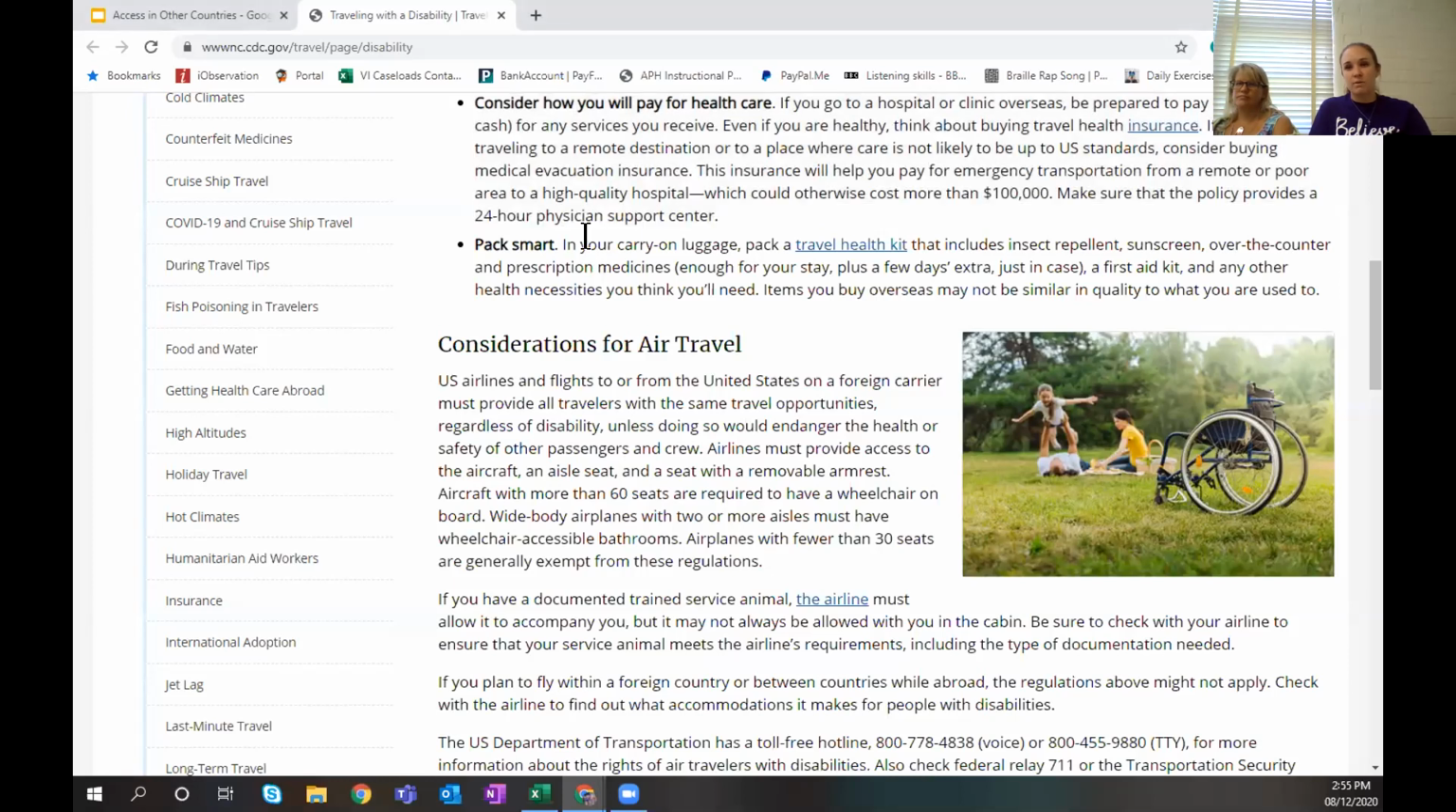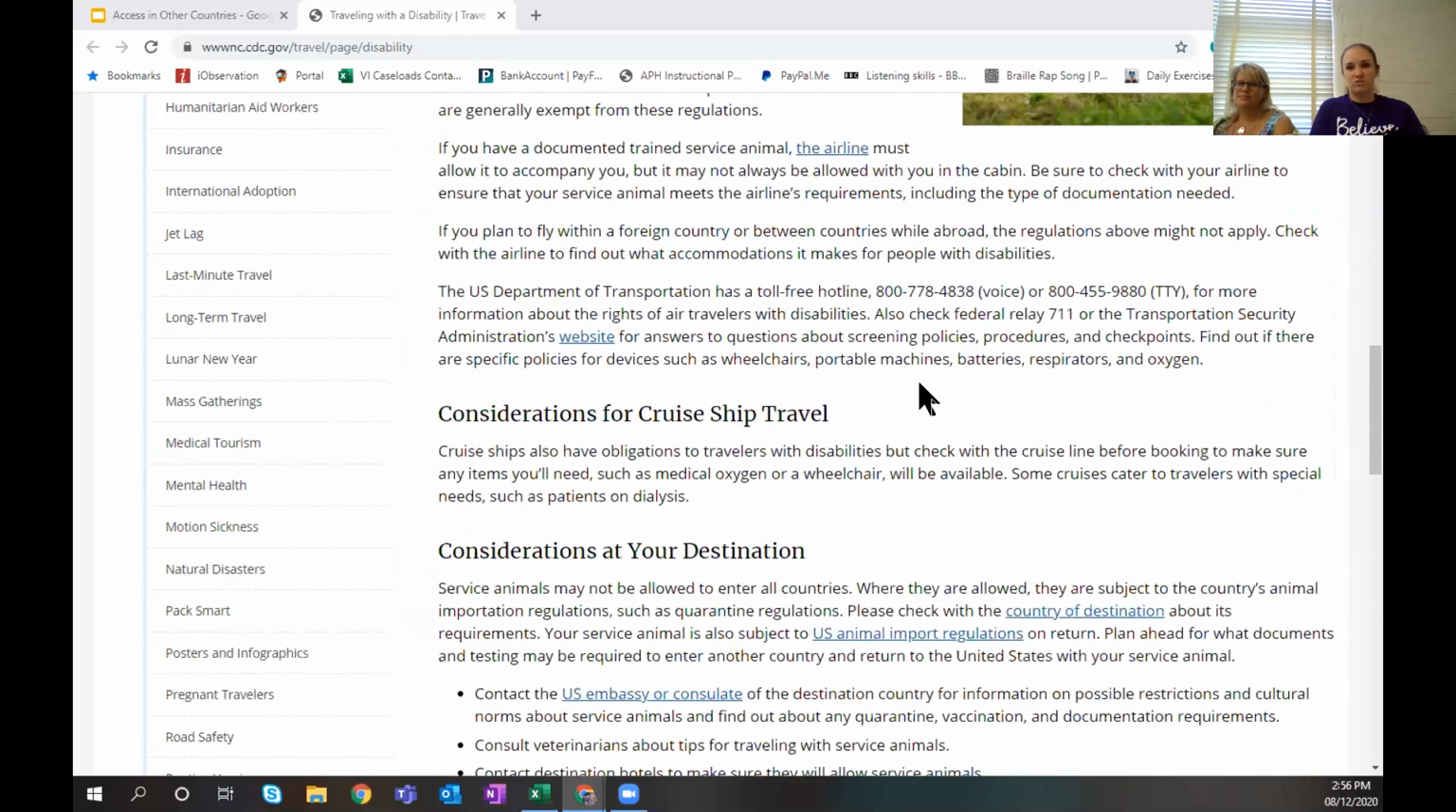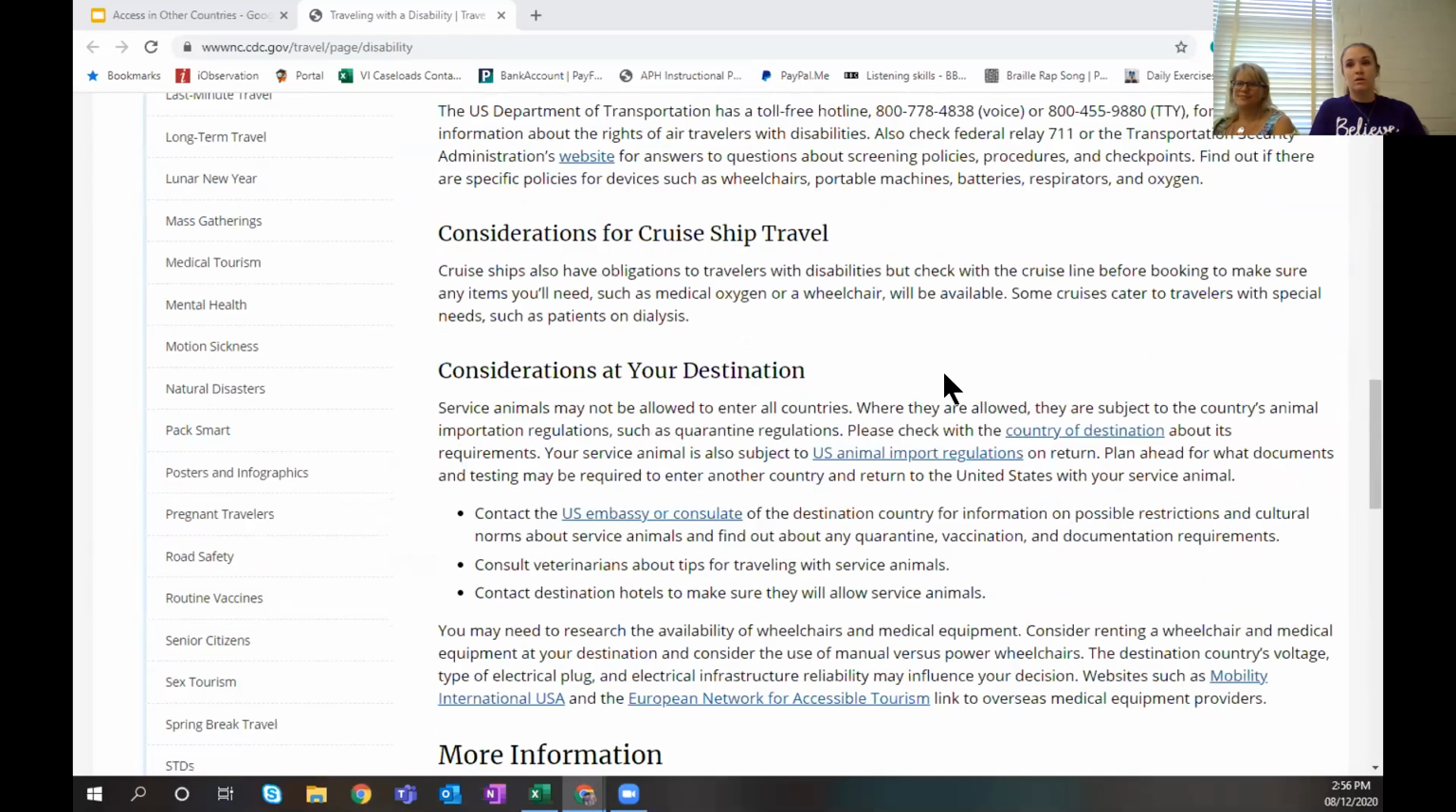And then this says making sure your carry-on luggage has the necessities. Just in case your suitcase is lost or something like that, if you have a medicine that you need to take every day, then you have it with you and you're not panicked because you lost something with the air travel, because that's something that happens.